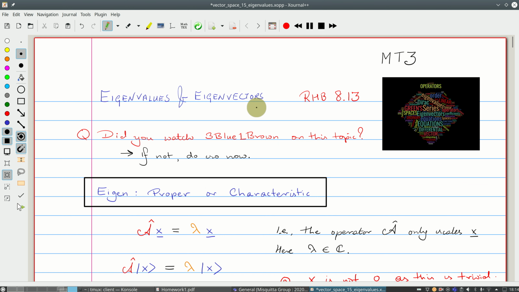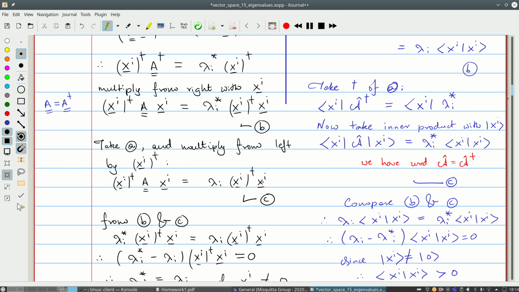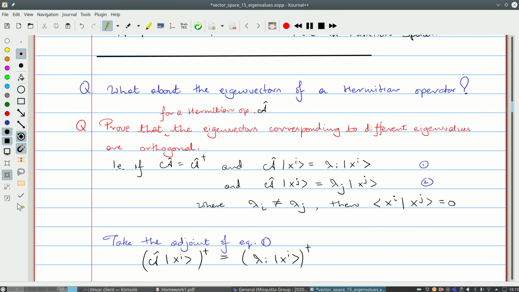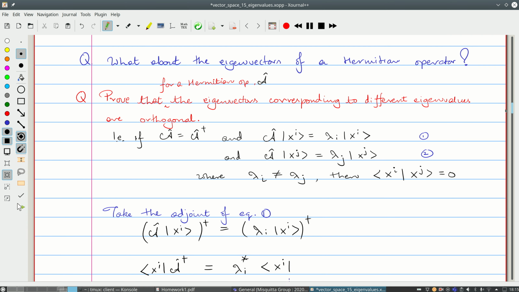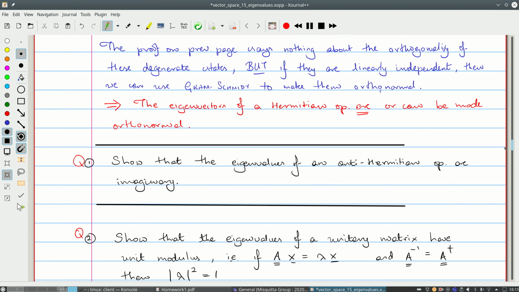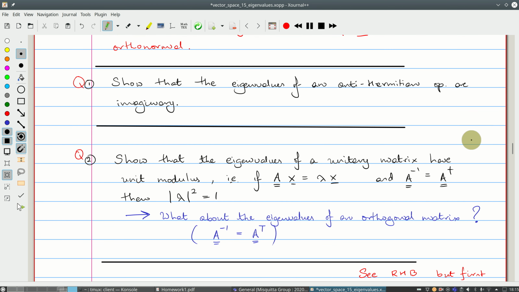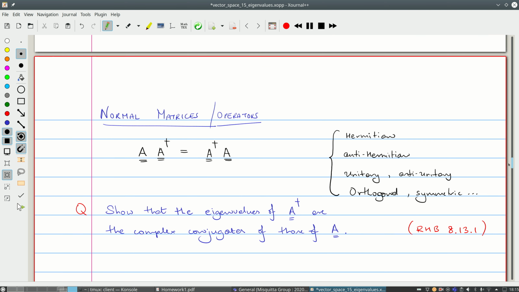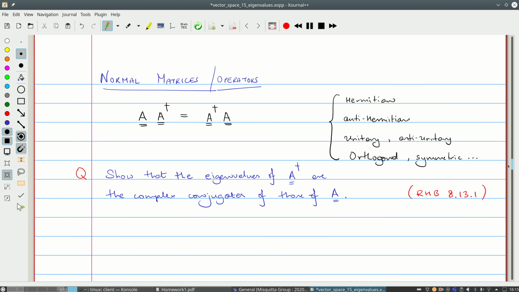Now we are in part 3 of the recordings of this particular topic. Because it's rather complex, I'm splitting it up into multiple parts. In parts 1 and 2 we have looked at the properties of Hermitian operators. I've given you exercises dealing with the properties of other kinds of operators, anti-Hermitian, unitary, etc. And now we're going to look at a more general case. We're going to look at normal operators, normal matrices.